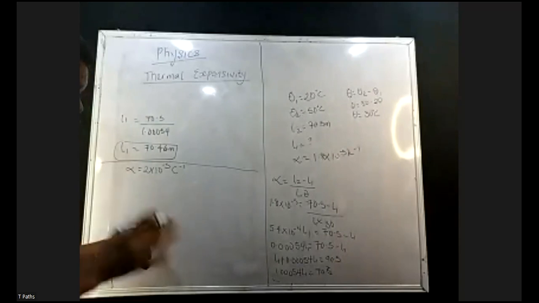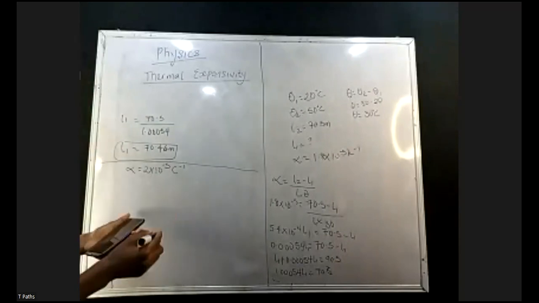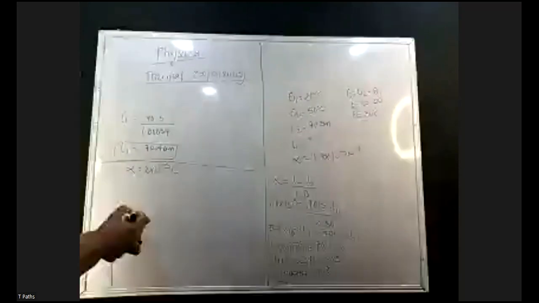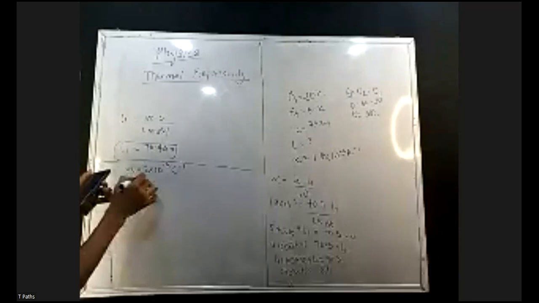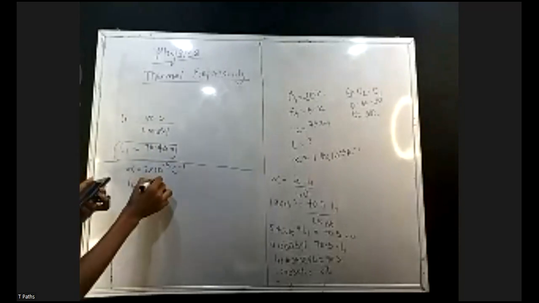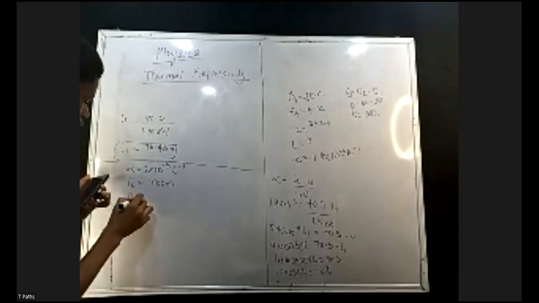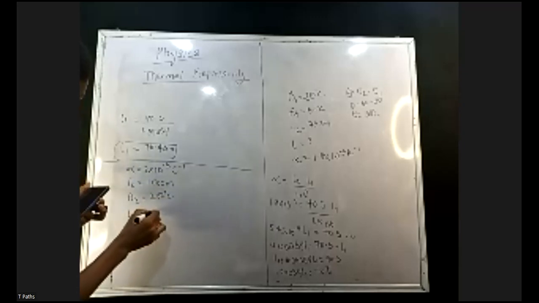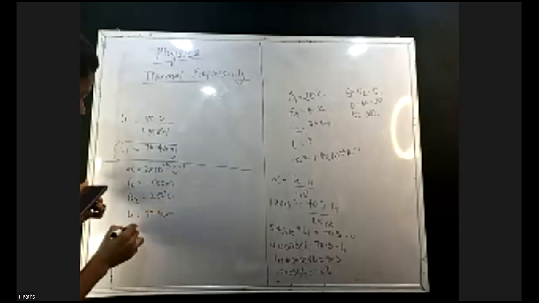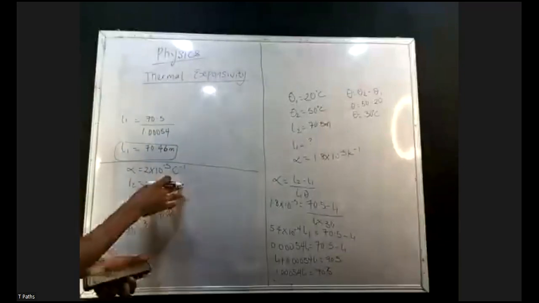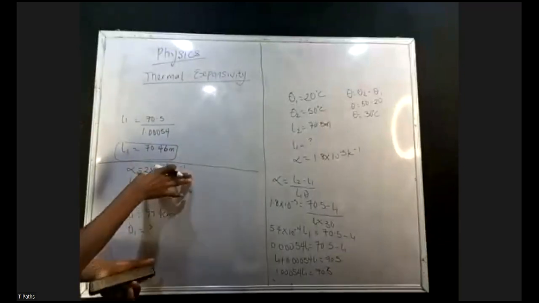The next thing: a metal rod has a length of 100 centimeters at 200 degrees Celsius. At what temperature will it be 99.4 centimeters? So at L2, 100 centimeters, theta 2 is 200 degrees Celsius. But at L1, it is 99.4 centimeters, and theta 1 is what I don't know. So the temperature at 99.4 centimeters is what they are asking us to find. The temperature at 100 centimeters is simply 200 degrees Celsius.